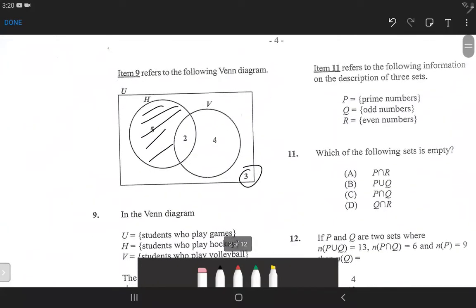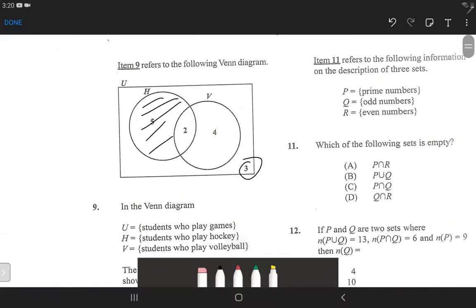So item 11 refers to the following set of information on the description of 3 sets. P is primes, Q is odd, R is even. We did this question already. Which of the following sets is empty? Well, it cannot have an odd and even number at the same time. So that's Q intersect R.